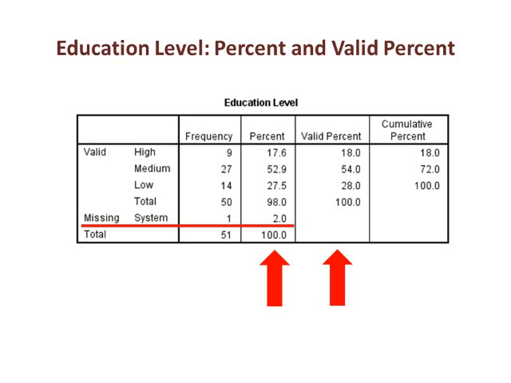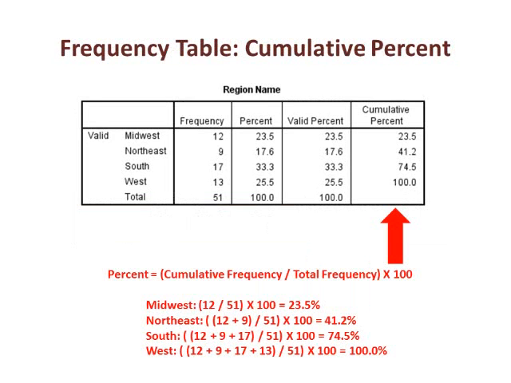Notice that a new row has been added above the total for missing data. The one missing observation accounts for 2% of the observations, and none of the observations with a valid percent. The final column is the cumulative percent. The cumulative percent column adds together the frequencies for the current row with all previous rows, and then calculates this sum as a percent of the total.